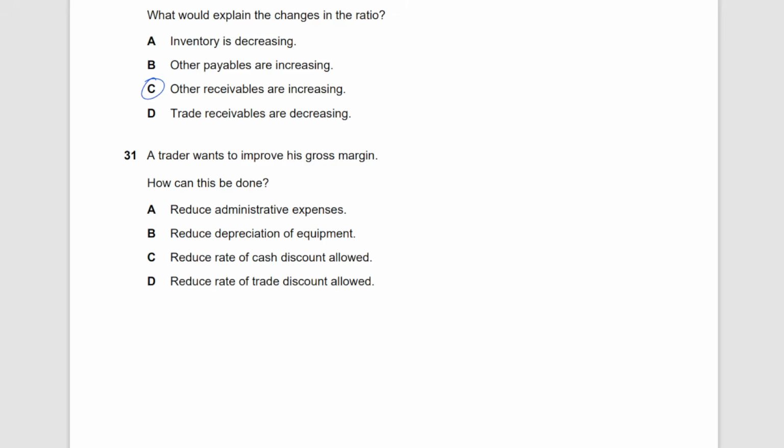Next one. A trader wants to improve his gross margin. How can this be done?